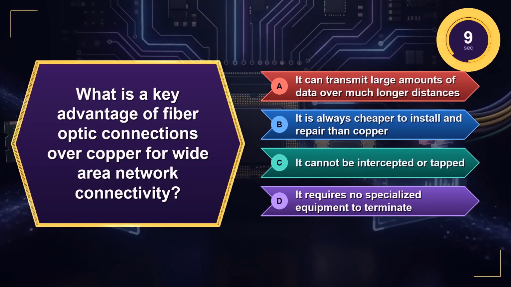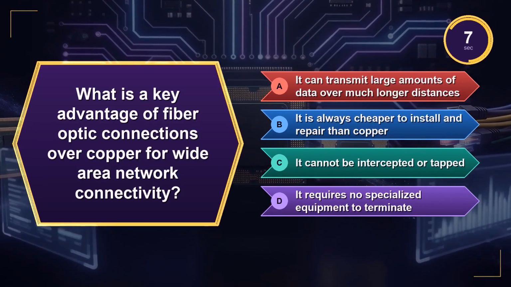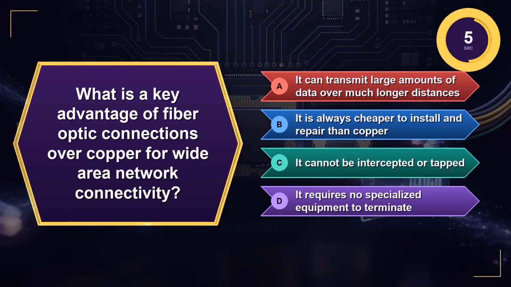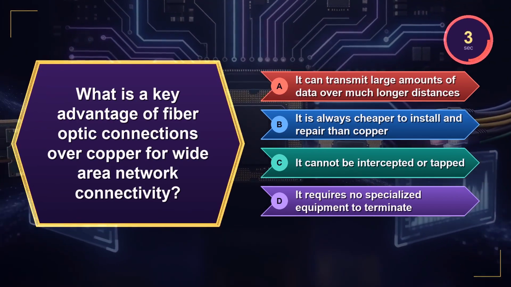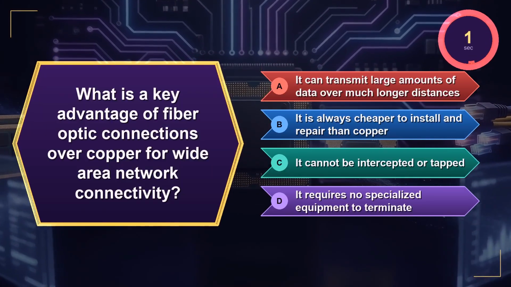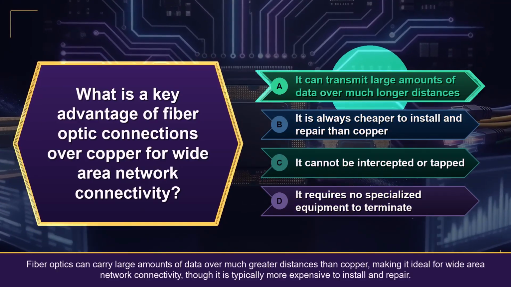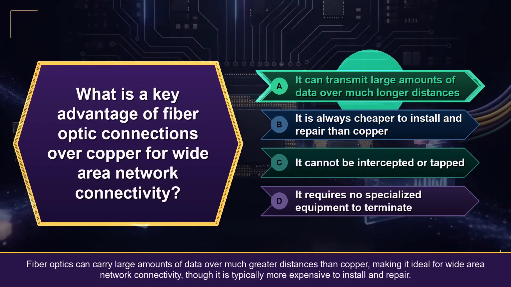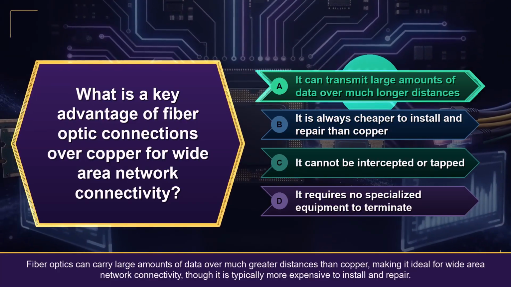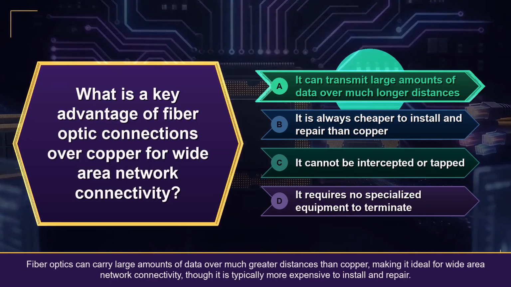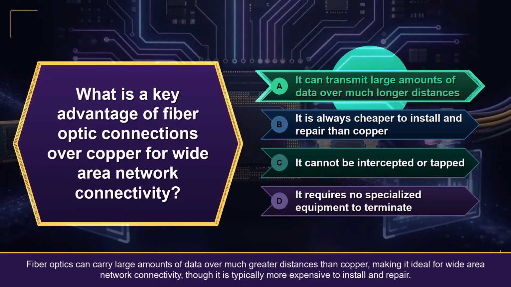What is a key advantage of fiber optic connections over copper for wide area network connectivity? Fiber optics can carry large amounts of data over much greater distances than copper, making it ideal for wide area network connectivity, though it is typically more expensive to install and repair.